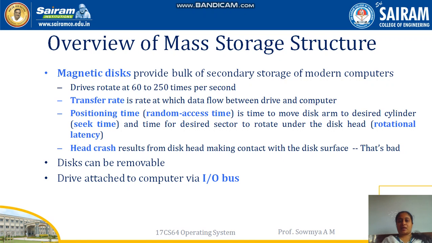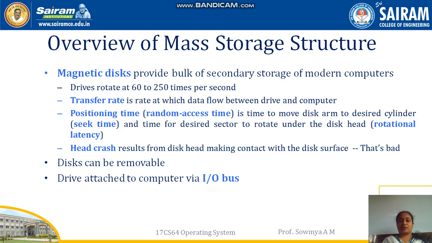Random access time is the time taken for accessing the data from the device, and it is calculated based on seek time, which is finding the data from the cylinder, and rotational latency, the time required for the desired sector to rotate under the disk head. That will be the random access time. Secondary storage devices are always removable and attachable.